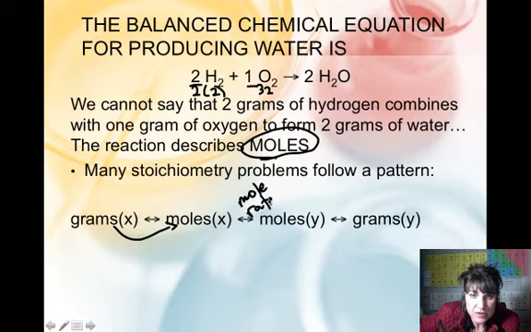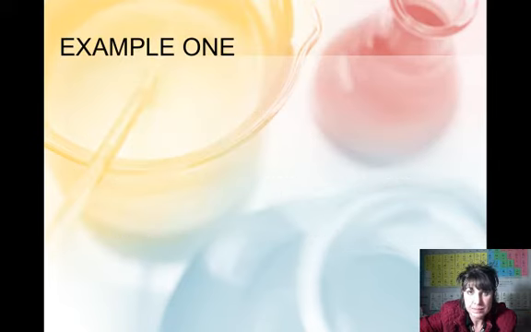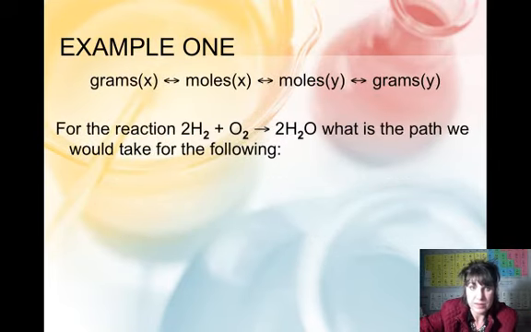The mole ratio allows you to convert moles of one substance to moles of something else, moles of X to moles of Y. And then finally, you'll take your moles and go to the grams of what you're looking for. So this is the pattern that we're going to apply for solving all of these problems today. So here's our pattern. Let's apply it to example 1.